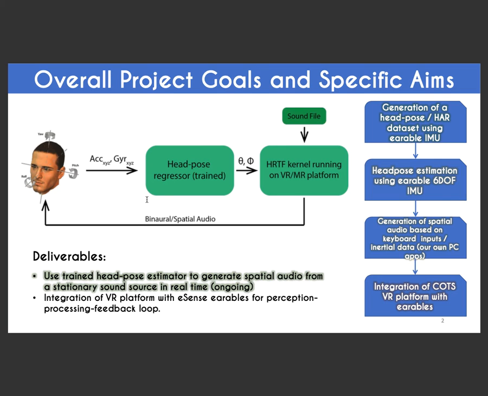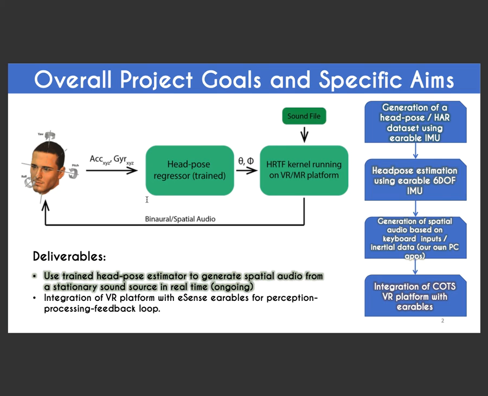The IMU transmits the acceleration and gyroscope data to a machine learning model that estimates your head pose. The outputs of this model are the azimuth angle and the elevation angle, which are fed into the head related transfer function. So what is the HRTF? HRTF takes the azimuth and elevation angle of the head pose as input, and given a sound file, it can transform a monaural sound file into binaural or spatial audio. Binaural or spatial audio is basically how we hear sound.